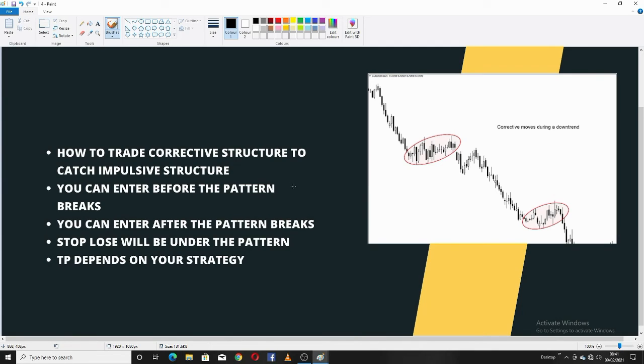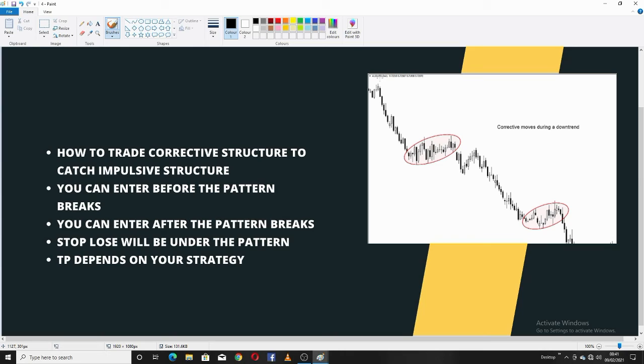How to trade corrective structure to catch impulsive structure. You can enter before the pattern breaks. You can enter after the pattern breaks. A stop loss will be under the pattern or above the pattern. Take profit depends on your strategy.